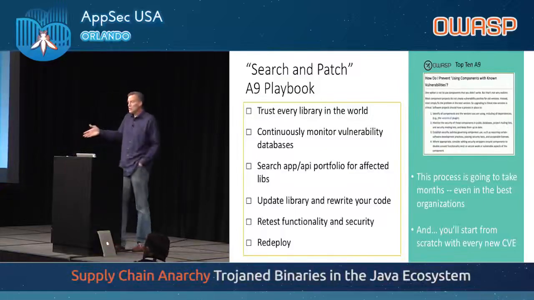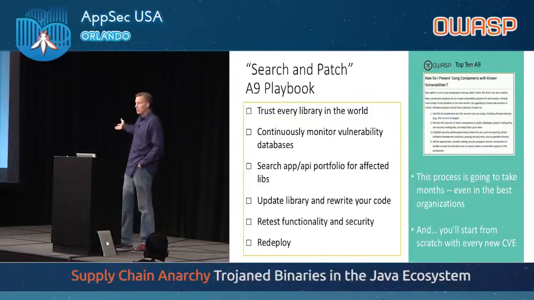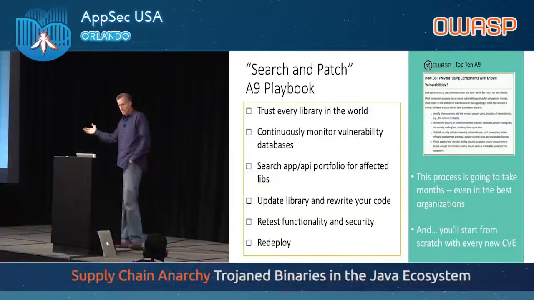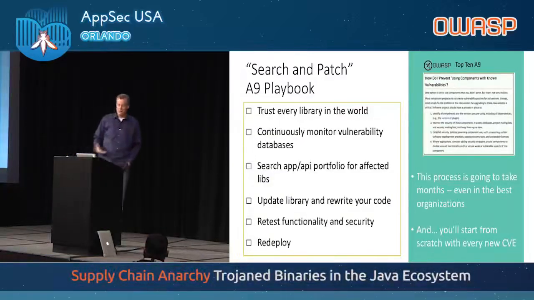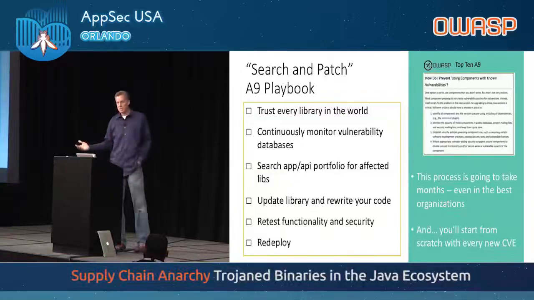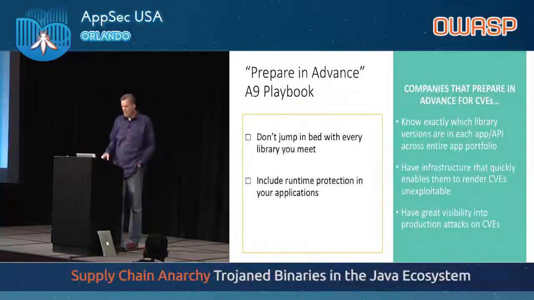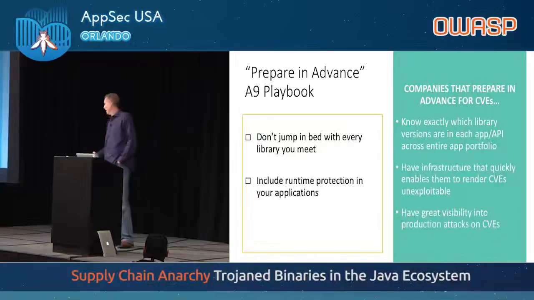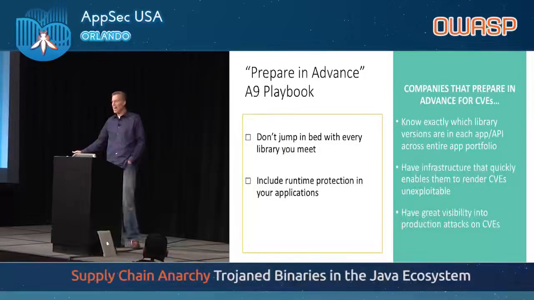And then when you do discover one, you've got to update your application, rewrite the code so it works with the new framework or whatever. You got to retest it, both the functionality and security, and then you got to redeploy it out there. So this is why it takes months. This is a lot of work to go rip this out and redo it. I think there's an alternative plan. So I'm going to say this is the prepare in advance plan as opposed to the react afterwards plan.